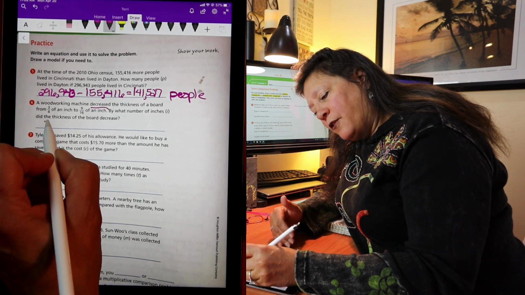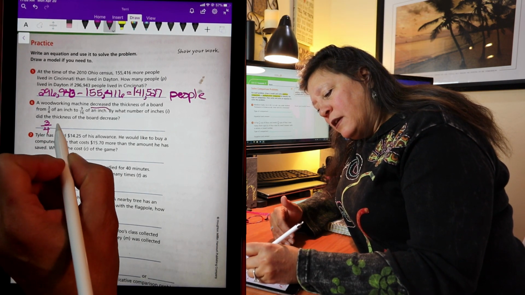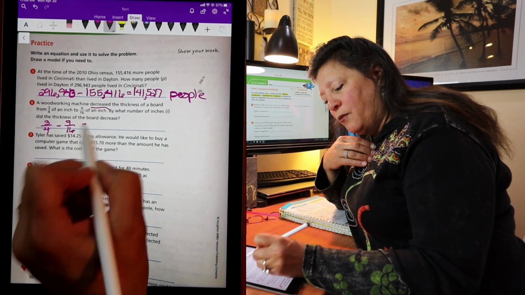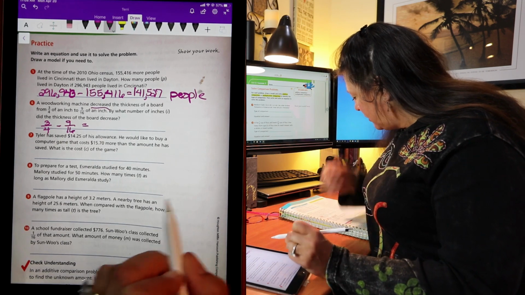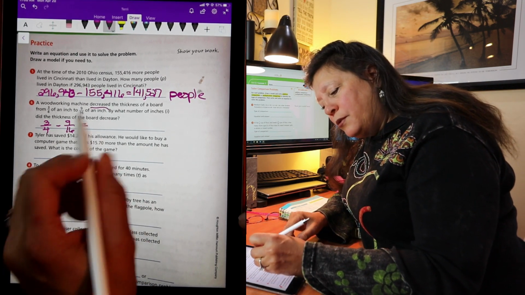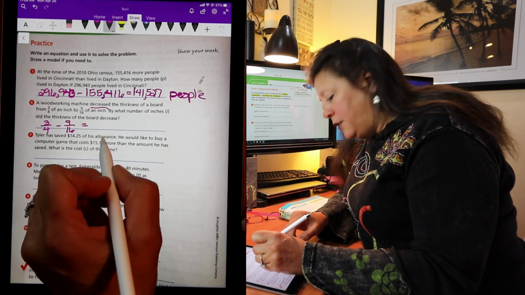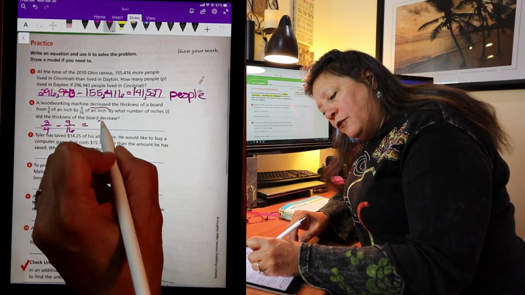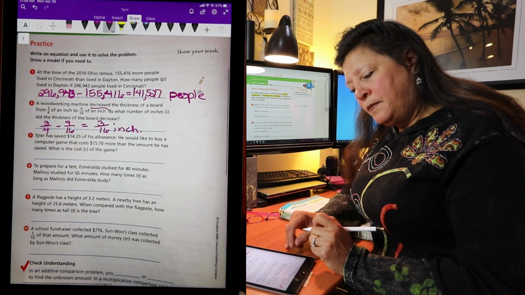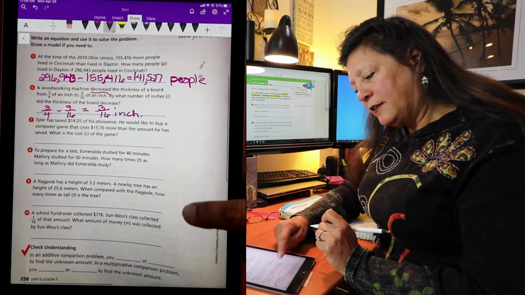Okay, so it went from 3/4 down to 9/16. So what was the difference? How much did it decrease by? All right, and when you find your common denominator and do your subtraction, you should get 3/16 inch as your answer. So do the work, make sure you get the correct answer.